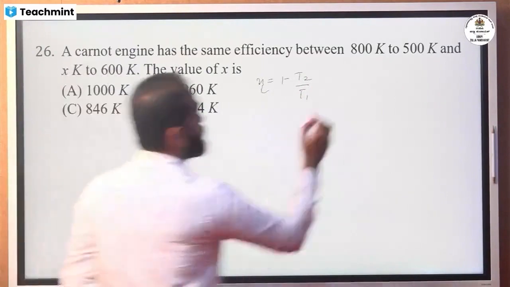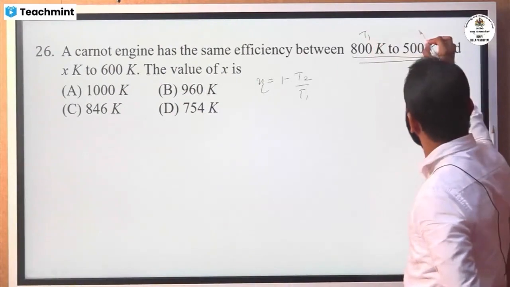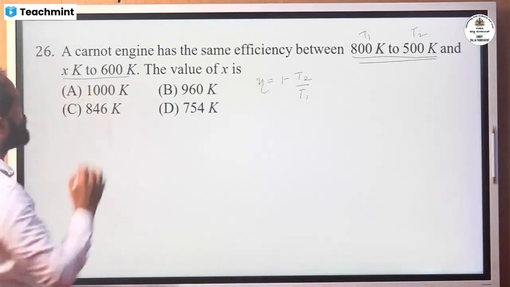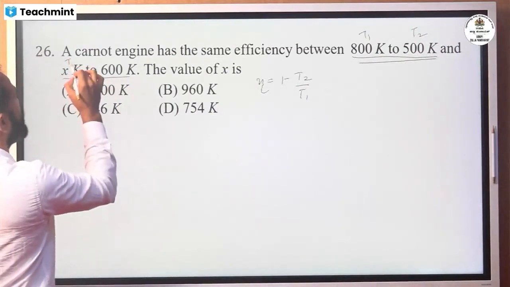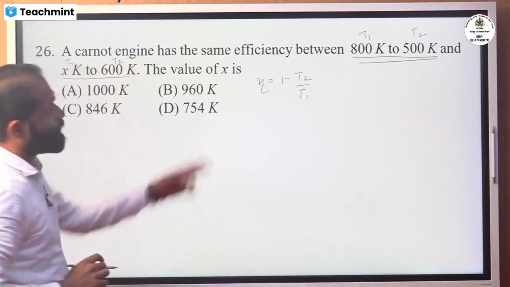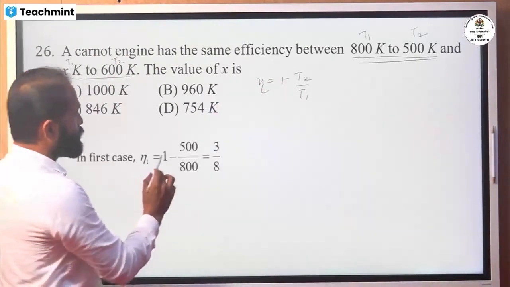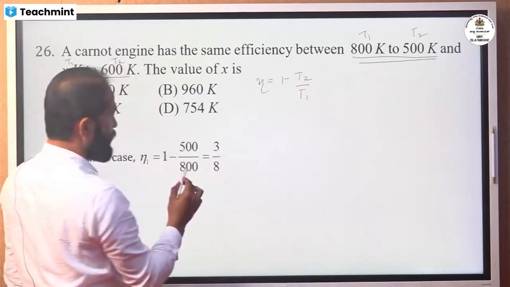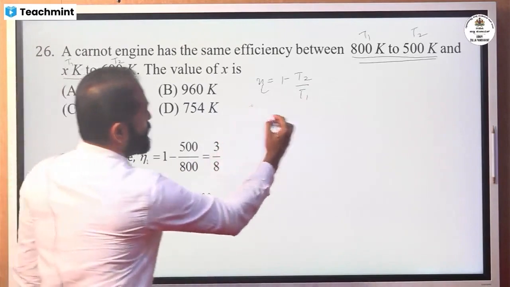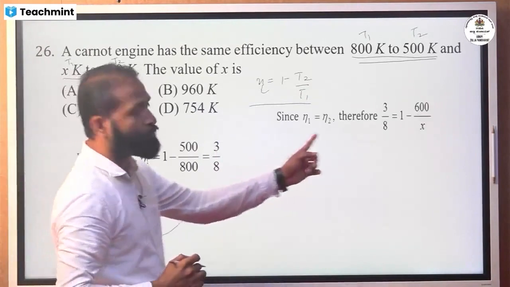Now, if you look at this set of temperatures, 800 Kelvin is T1, 500 Kelvin is T2. Similarly, if you look at this set of temperatures, here X Kelvin is T1, and this will be T2. So what is given is that the efficiency in both sets of temperatures is the same. So in the first case, let's use 1 minus T2, 500 by 800. So that becomes 3 by 8. In the second case, once again, let's use the same equation here. So 1 minus 600 divided by X. But what is given is that the efficiency in both cases is the same.